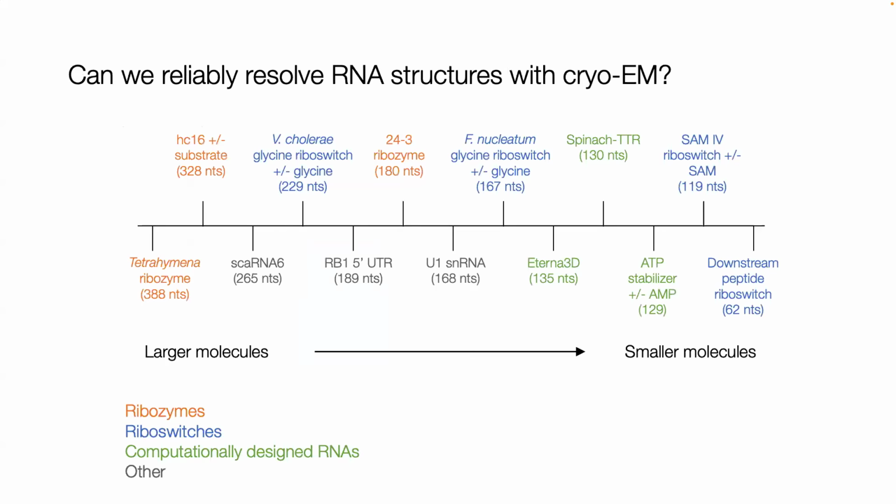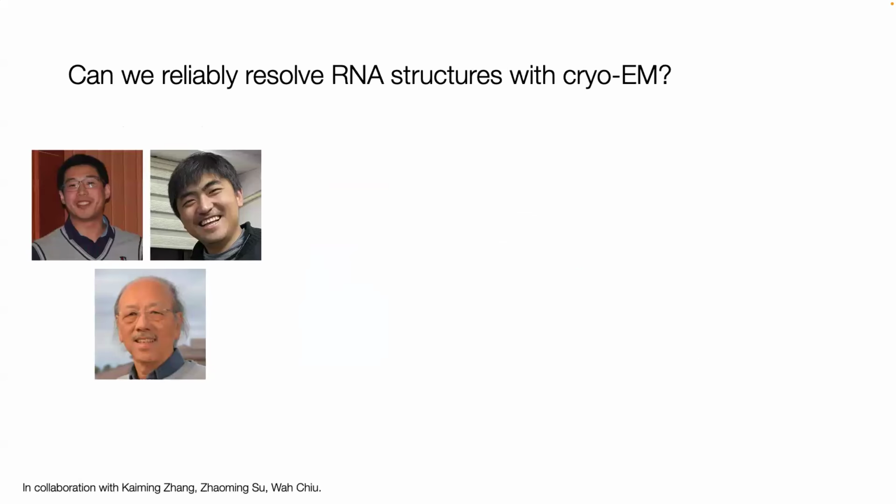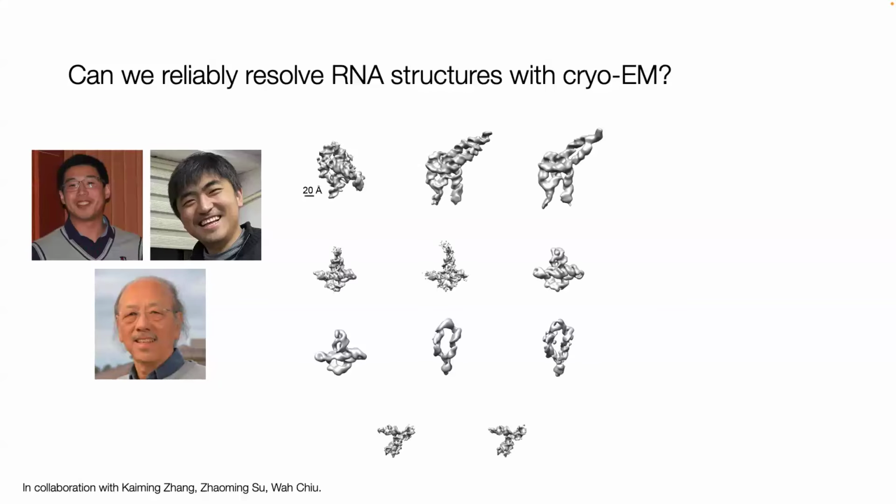So we put together a benchmark set of RNA molecules that span a range of sizes, a range of different functions. They include ribozymes, riboswitches, computationally designed RNAs. And then we collaborated with a fantastic team, including Wah Chiu and 2 postdocs from his lab, who now run their own labs, Kaiming Zhang and Xiaoming Su. And we tried to apply cryo-EM to this entire benchmark set of RNA molecules. And we were actually super excited to see that for 11 of them, we were able to resolve the global architectures of the RNA molecules with cryo-EM.